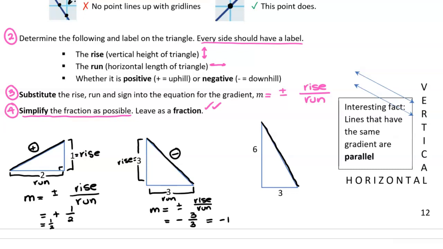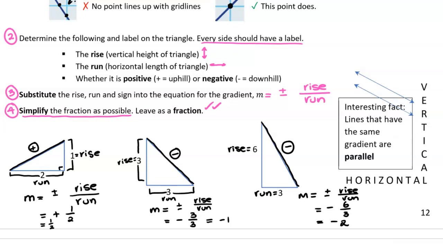Last example, we've got a negative gradient, we've got a rise of 6, we have a run of 3, so m is plus or minus rise over run. It's a negative gradient, the rise is 6, the run is 3, and then negative 6 over 3 will be negative 2. So we have a whole number for this one, that's fine as well.